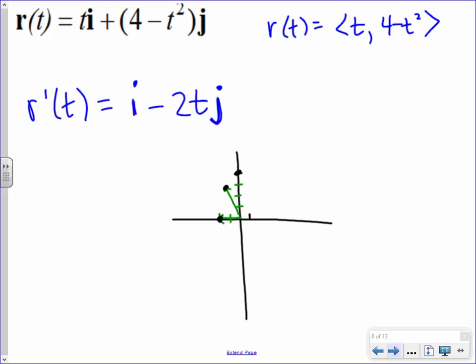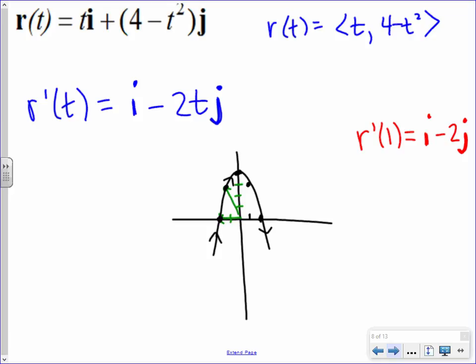What about 1? It's a parabola. If I asked you for r prime of 1, that would be the vector i minus 2j, correct?